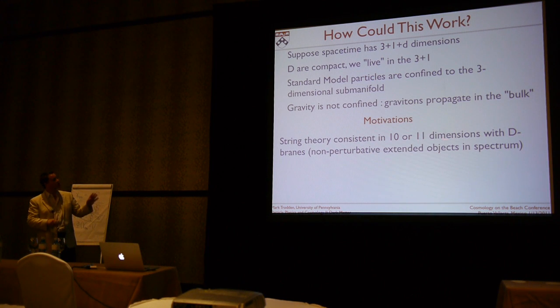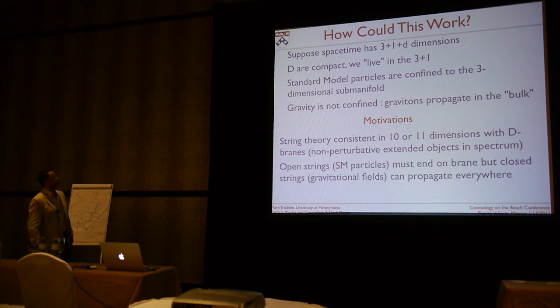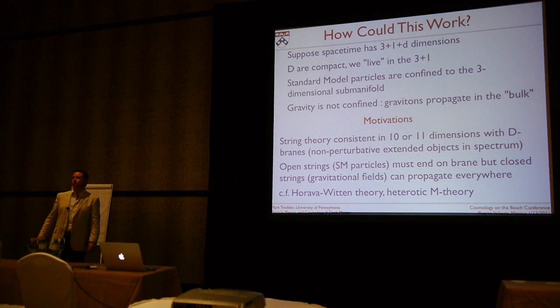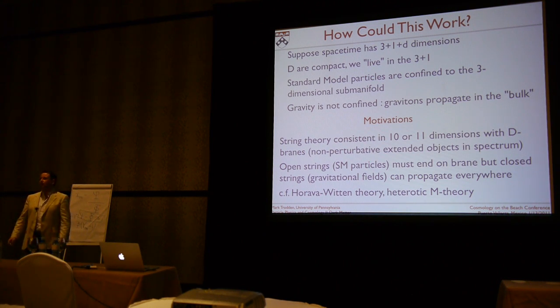The motivations for doing things this way, which I'll expand on in a slide, are that string theory contains objects called D-branes that allow you to localize gauge fields, but like gravity propagate everywhere in a larger number of dimensions. It comes from the fact essentially that open strings, which must end on branes, describe things like standard model particles, whereas gravitational fields come out of closed strings, which don't need to end on any branes and can just propagate everywhere. So there are various string theory constructions, like for example, Horava-Witten theory, which comes really from heterotic M theory, where this kind of setup can arise. But I just want to think about it phenomenologically.